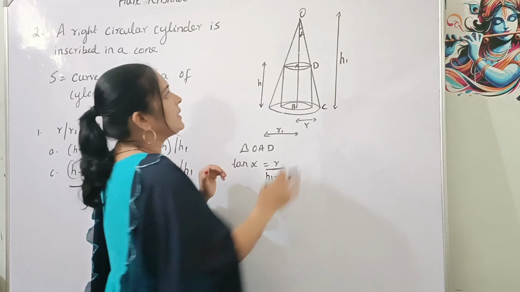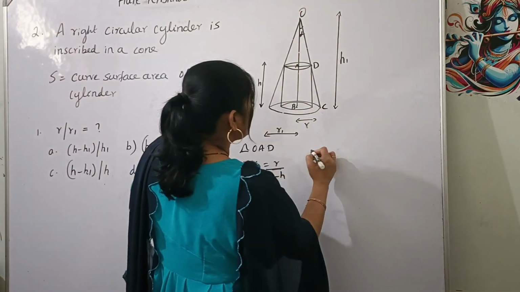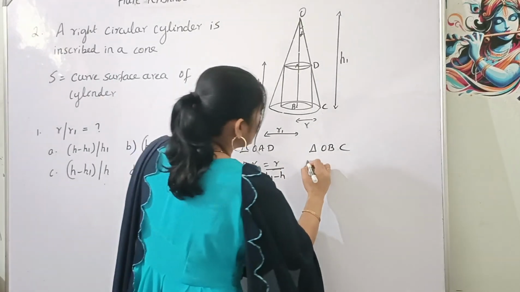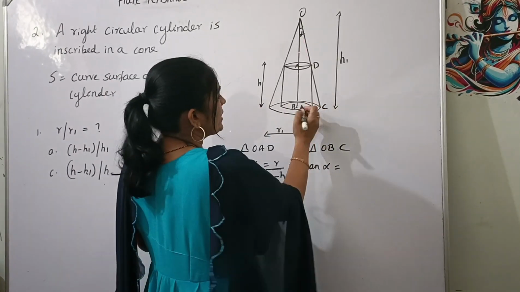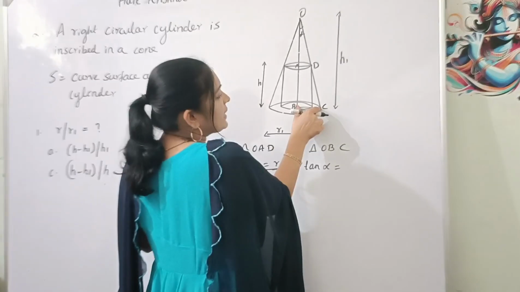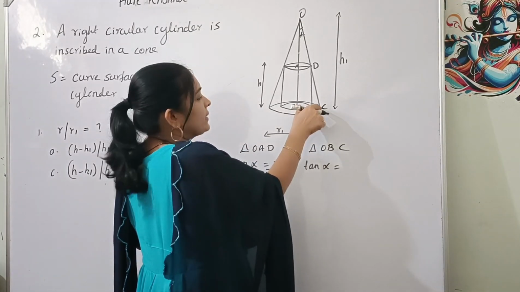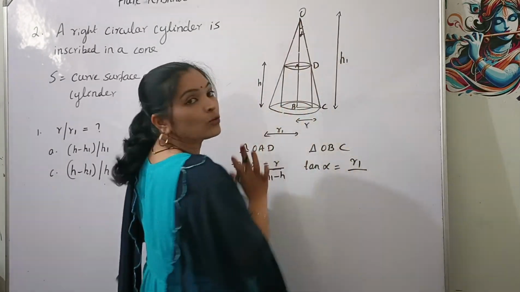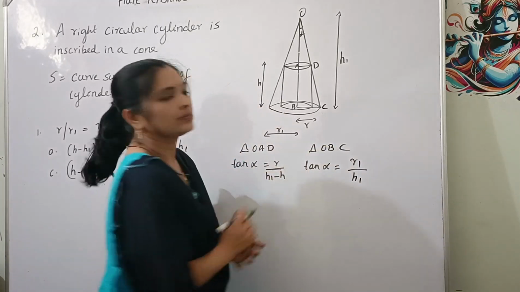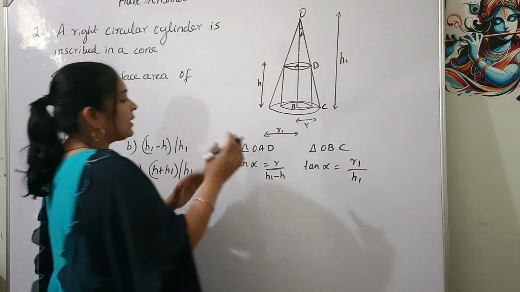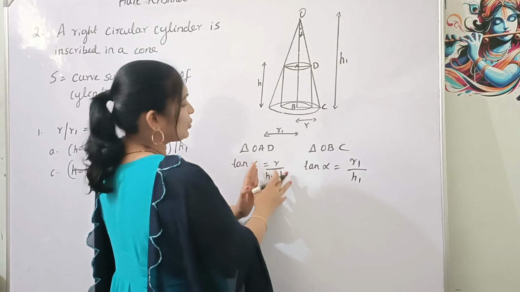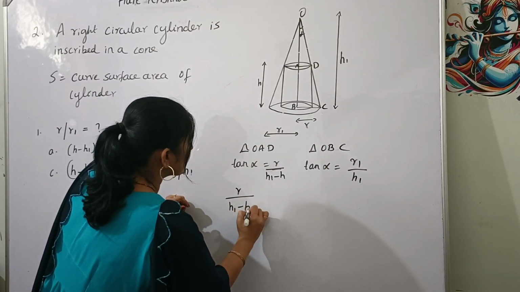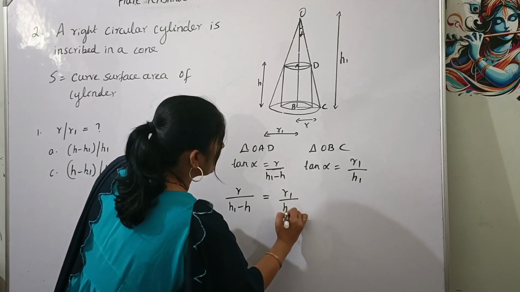Okay, now let's consider the triangle OBC. In this triangle, what is tan alpha? Tan alpha is equal to opposite, that is this length, it is nothing but the radius of the base of the cone, that is r1, right? So r1 divided by the height of the cone, h1, right? So here, now let's compare these two. Tan alpha is equal to this one, tan alpha is equal to this one. Therefore, r divided by h1 minus h is equal to r1 divided by h1.